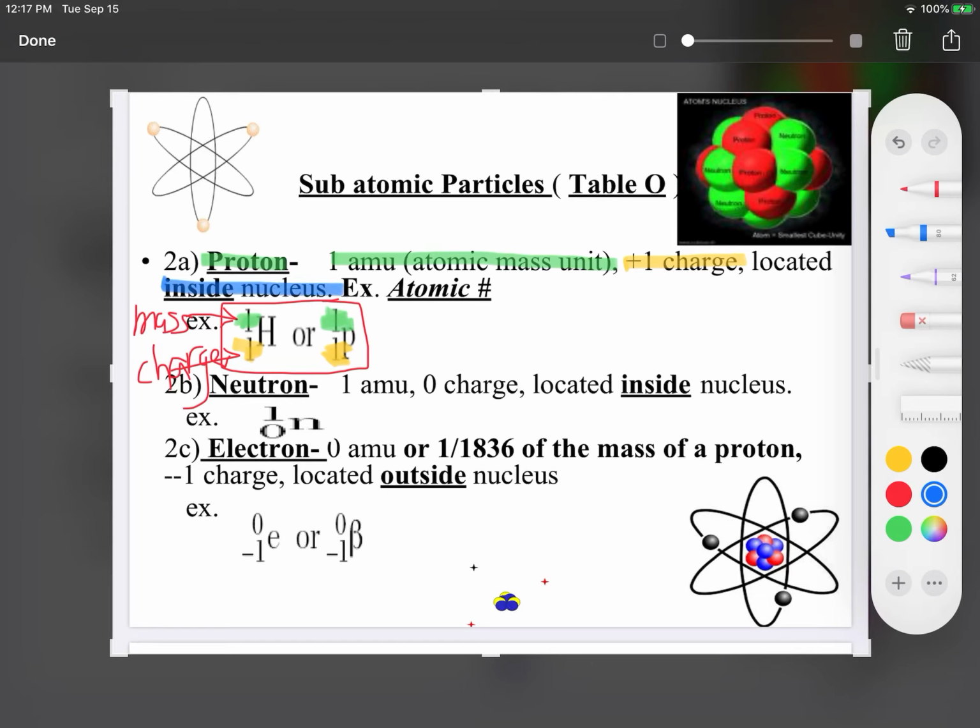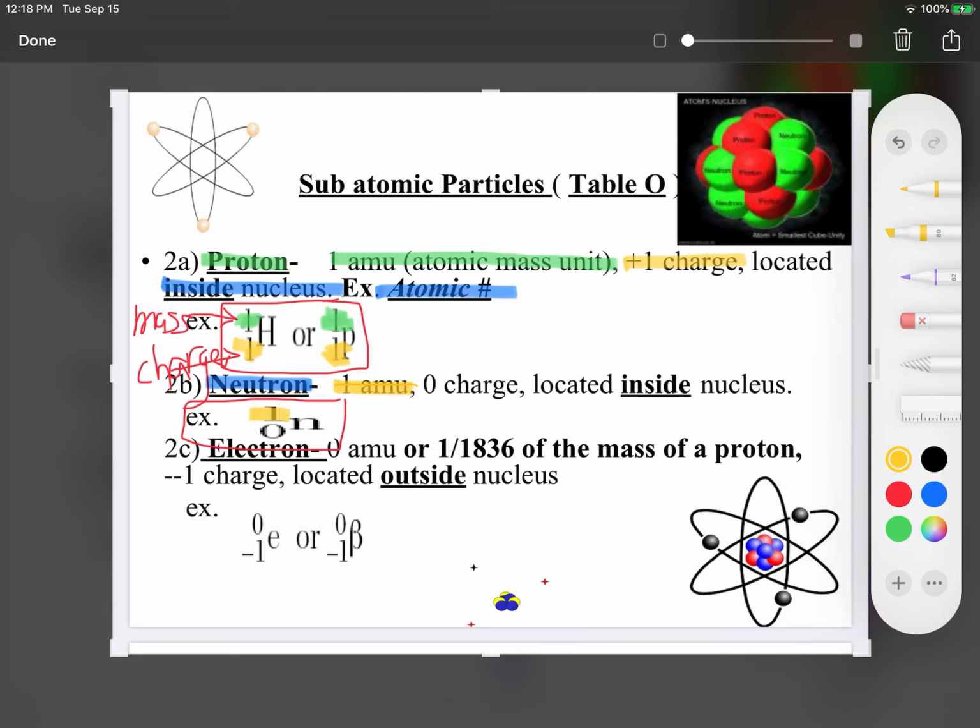So here's your nucleus here. The nucleus contains what's called the atomic number, which are the protons. The next subatomic particle that's in the nucleus of any atom are neutrons. So here's your neutron. On Table O, you're going to see the notation 1 0 N. Again, the top number represents the mass. So the mass is 1 AMU, which is right there. And it tells you right here, that's the mass.